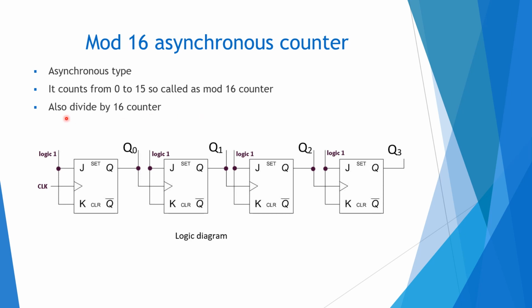So it is also called a divide by 16 counter, because at the Q3 output we will get 1 by 16th of the clock, a waveform frequency of 1 by 16th of the input clock. Again, here the JK flip-flop is in toggle mode because J and K are tied to logic 1. Whatever the previous value is, suppose the previous binary value is 0, the next value will be 1, and accordingly when we cascade each flip-flop to each other, we get half of the waveform of the previous flip-flop.